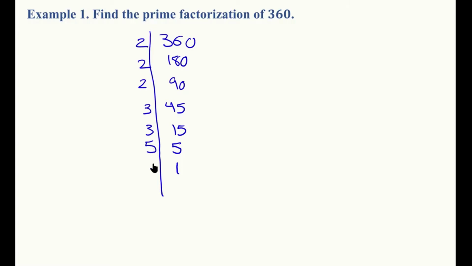These are going to be nicely ordered from small to large, and once you get to this one, that's when you know you are done. So once you get to 1, you're done. And on the left side, you have your prime factorization. So we can say 360 equals 2 times 2 times 2 times 3 times 3 times 5.